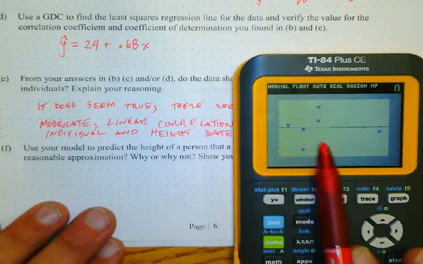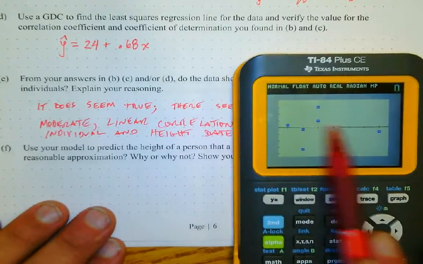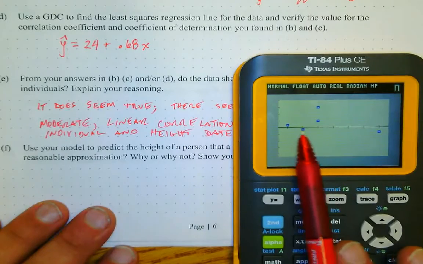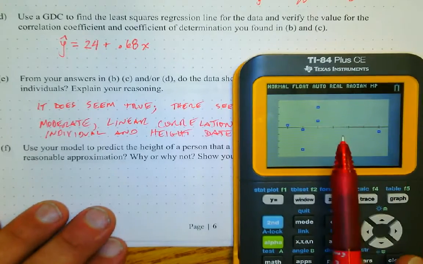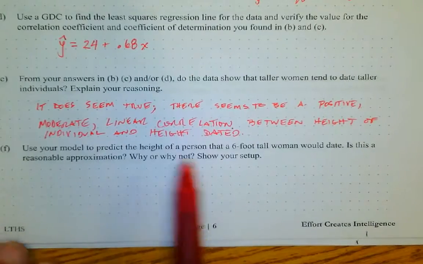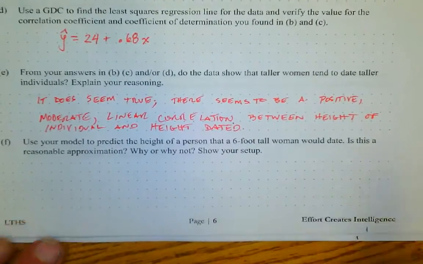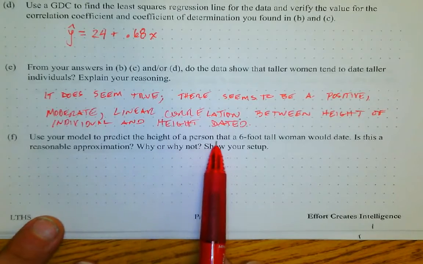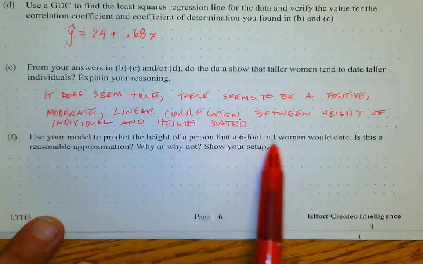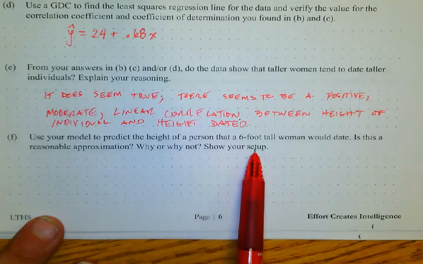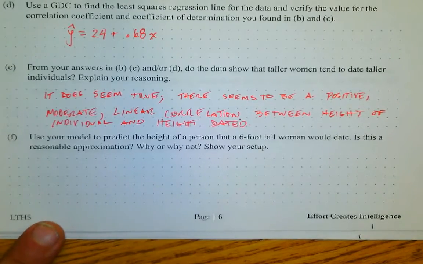And if I look at my residual plot, there doesn't seem to be any great pattern to it. There are my values in comparison to the 0. They seem to be nicely distributed, so a linear model would be appropriate, okay? And then use the model to predict the height of a person that a 6-foot-tall woman would date. Is this a reasonable approximation? Why or why not? Show your setup. Well, this is what it would look like.